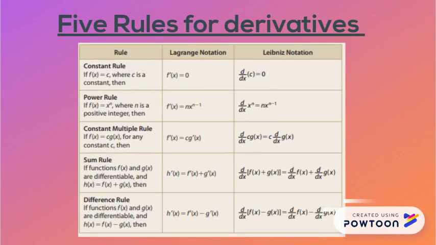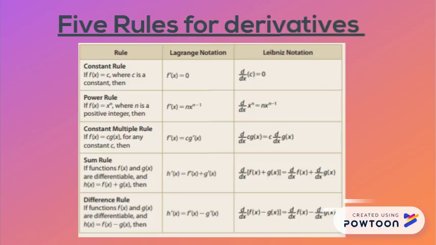These are the 5 rules of derivatives of a general polynomial function: the constant rule, power rule, sum rule, difference rule, and constant multiple rule. The constant rule we've already covered: f of x equals c, and the derivative f prime of x equals 0. The power rule is to differentiate a function with an exponent. So f of x equals x to the power of n, and the derivative f prime of x equals n x to the power of n minus 1.